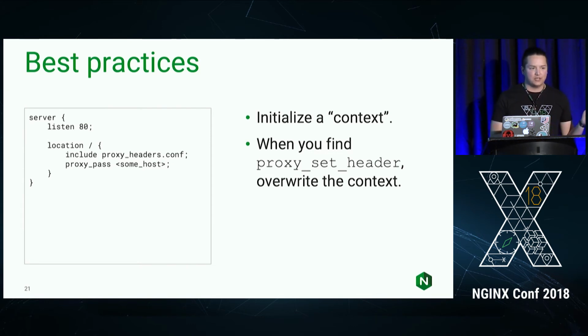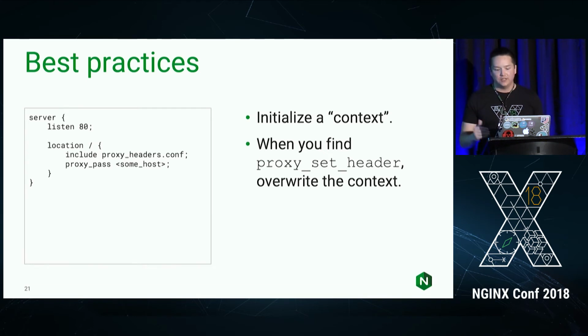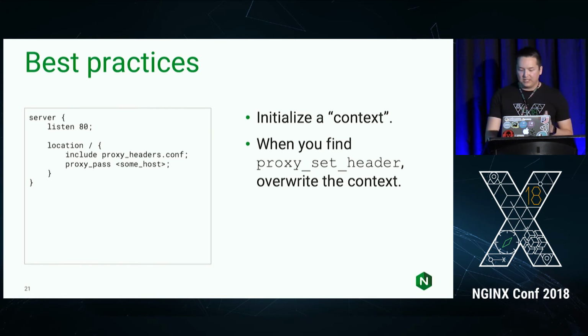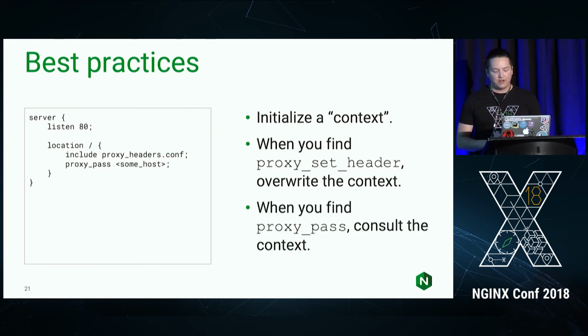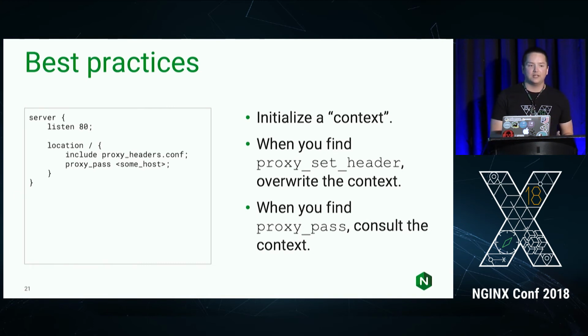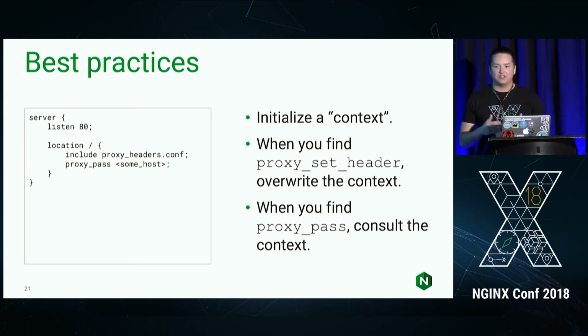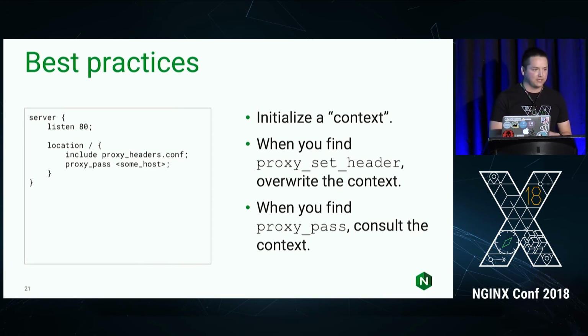So if you have a server context, and you have another context in a location, rather than adding to it, you need to first override it. But basically, every time you find proxy_set_header, you add it to this context. And then whenever you find proxy_pass, you can consult the context to see what the value of those proxy_set_headers are when that proxy_pass is evaluated by NGINX. And in that way, you can confirm that every proxy_pass in your config is referring to a set of proxy_set_headers that makes sense at runtime.